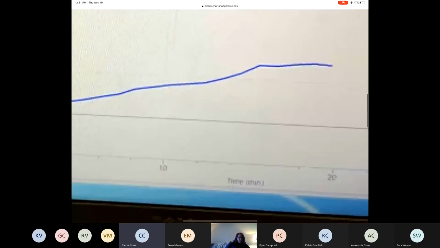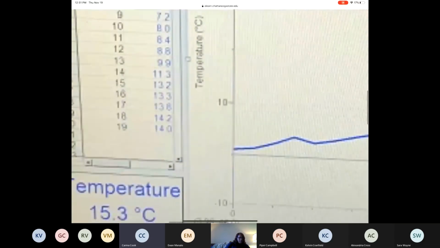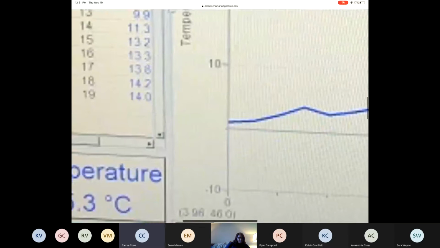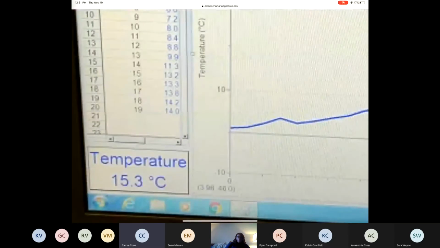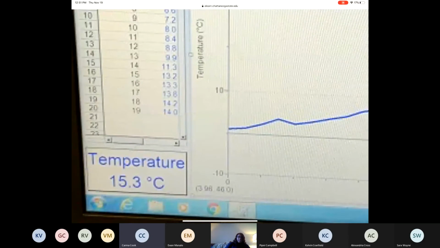And so we see that this curve in the end starts to flatten out and we don't see any significant change. So what did you say your melting point was? If you said either 14.0 or 14.2, you are correct. I'll accept either one of those, either 14.2 or 14.0.